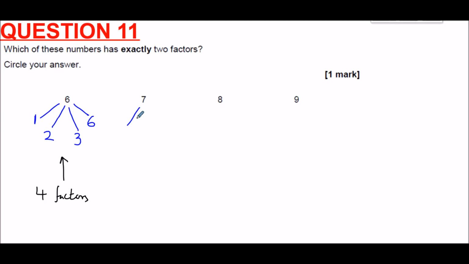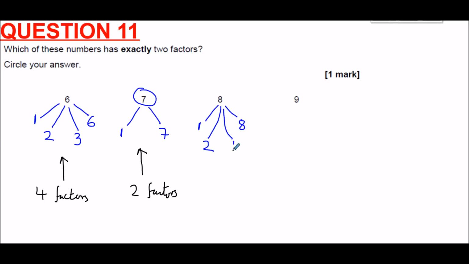7 can only be divided by 1 and 7. 7 is the one with only 2 factors. I'm just going to show you 8 and 9, just for the sake of it. But we already should know now the answer is going to be 7. So circle the answer, we need to circle 7. Just to make it clear though, 8 can be divided by 1 and by 8, but also 8 can be divided by 2. Half of 8 is 4. And so just like with 6, 8 has 4 factors.